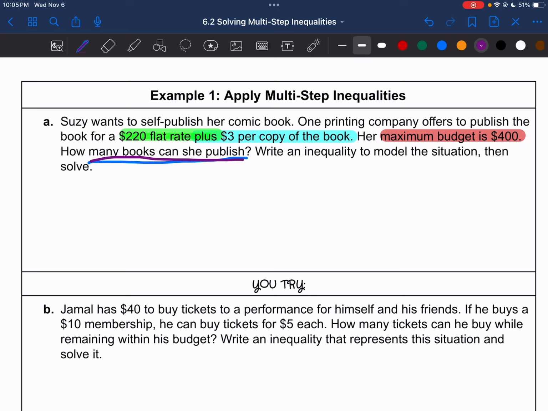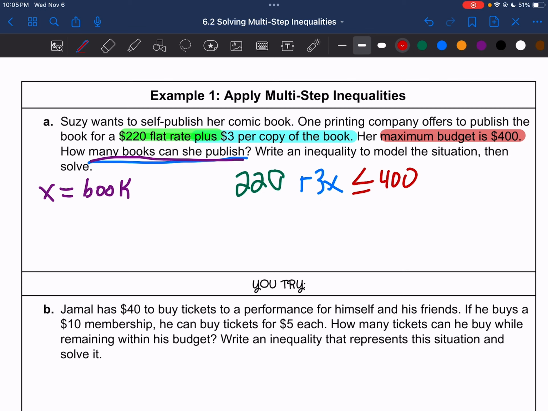Okay, and so I'm going to define my variable. My x is going to be number of books. So I know that the $220 flat rate is just the startup cost of setting up this print shop. And I am adding $3 per book that she writes. And I know that the maximum budget is $400. So the cost of printing everything needs to be less than or equal to that $400 value.